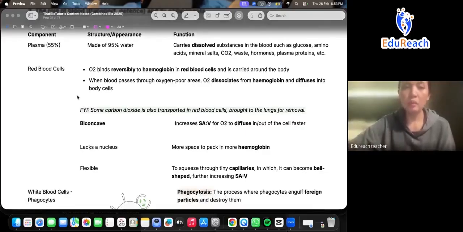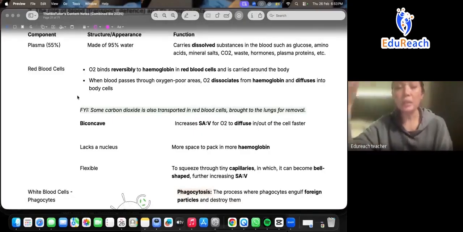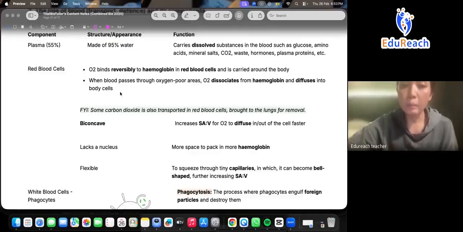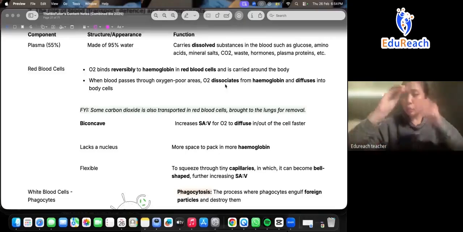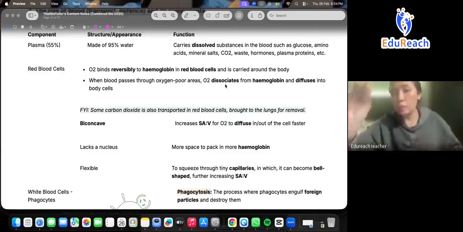Red blood cells, as we know, are biconcave in shape. It doesn't have a nucleus. It has hemoglobin, right? And it is actually elastic. It can bend and it can squeeze into tiny, tiny capillaries. So oxygen binds reversibly to hemoglobin in red blood cells and is carried around the body. When blood passes through oxygen poor areas, oxygen dissociates from hemoglobin. So the oxygen that is bound with the hemoglobin will dissociate from it, and then the oxygen will diffuse into the body cells.